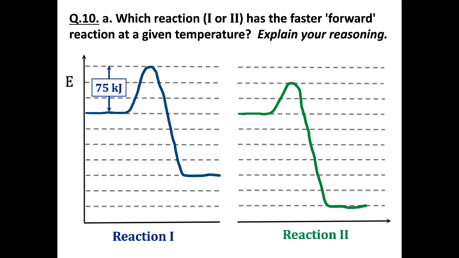Hopefully what you said is, well, reaction 1 has an activation energy of 75 kilojoules, and reaction 2 has an activation energy of 50 kilojoules. The lower activation energy is easier to get past. More molecules have enough energy to overcome the 50 kilojoule per mole barrier than the 75 kilojoule per mole barrier. That means more molecules will react, and therefore we will have a faster reaction, at least going forward from left to right. So reaction 2 has the faster forward reaction.